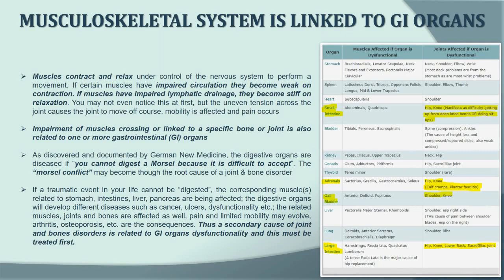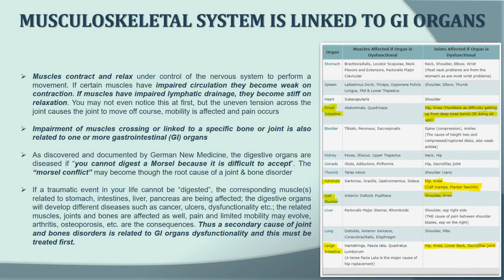Impairment of your muscles crossing or linked to a specific bone or joint is also related to one or more gastrointestinal organs. As discovered and documented by German New Medicine, the digestive organs are diseased if you cannot digest a morsel because it is difficult to accept. The so-called morsel conflict may become the root cause of a joint and bone disorder, therefore.